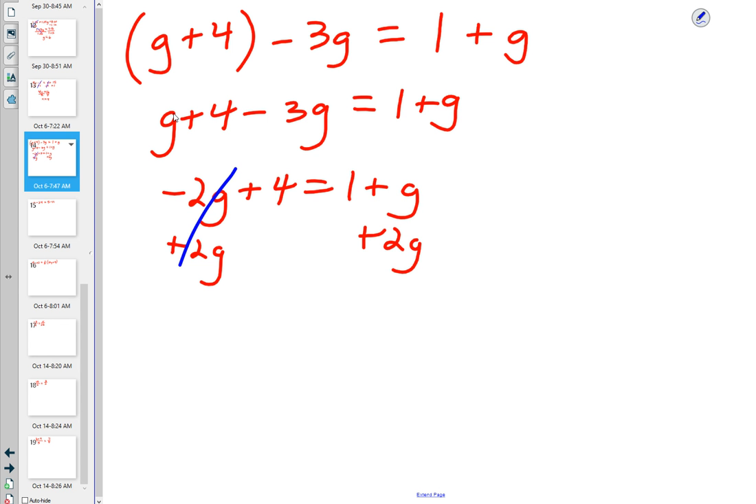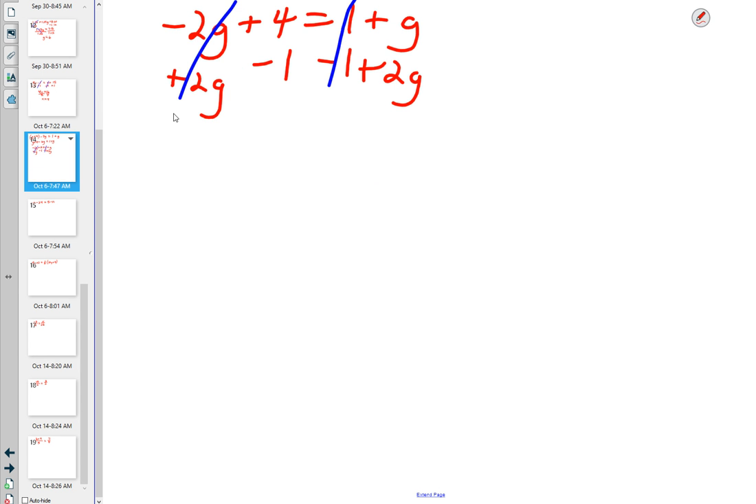Now the g's have decided to take over the right side of the equal sign. And if you don't have a g, you can't be there anymore. What term on the right side does not have a g? The 1. So minus 1. Now I can combine like terms. 4 minus 1 is 3. g plus 2g is 3g. Divided by 3. All the children rejoice because g is 1.